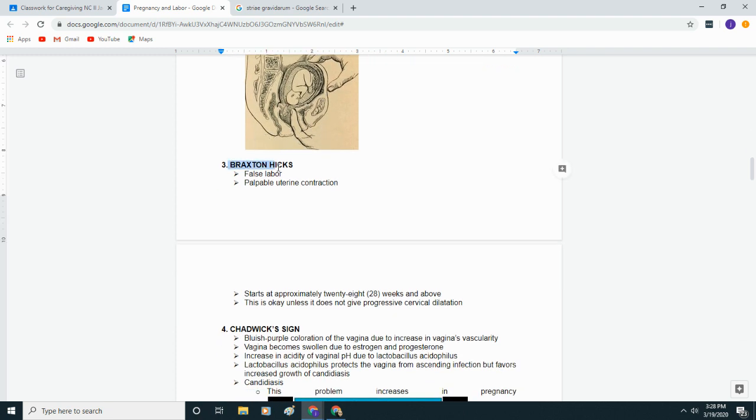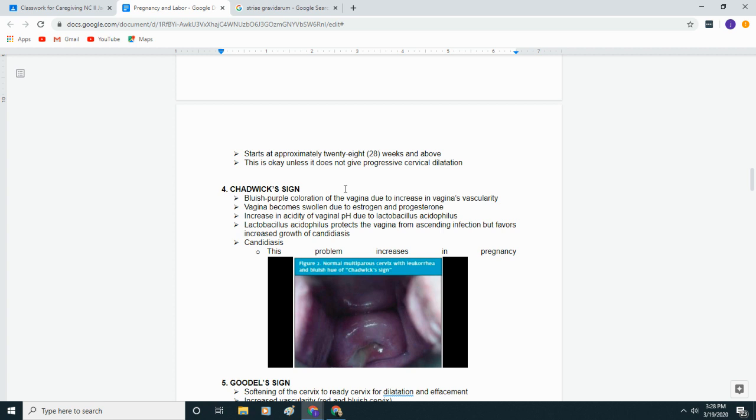When we say Braxton Hicks, it is false labor. It seems that your womb is contracting. Although it is contracting already, but it's a false labor. So that's what we call Braxton Hicks. Remember that.